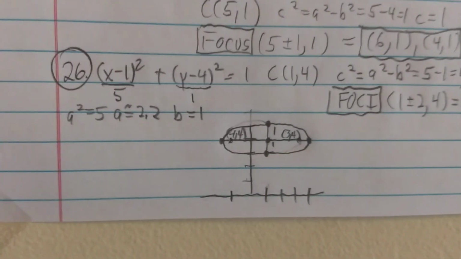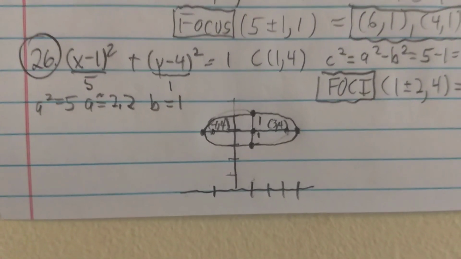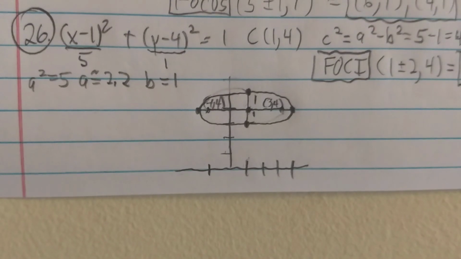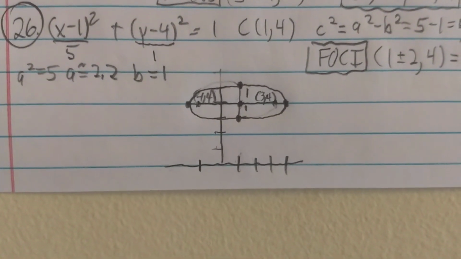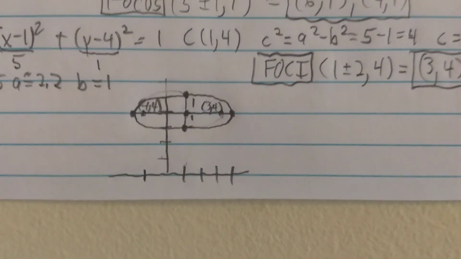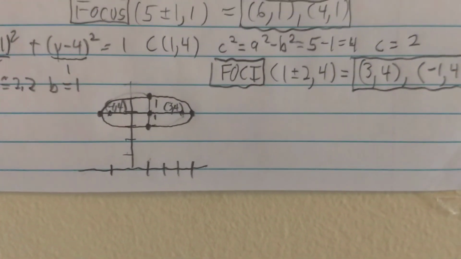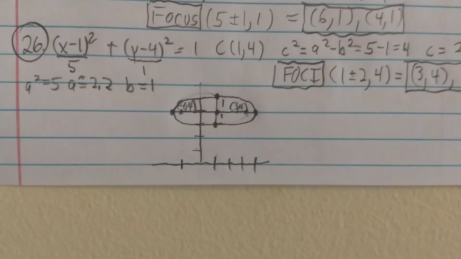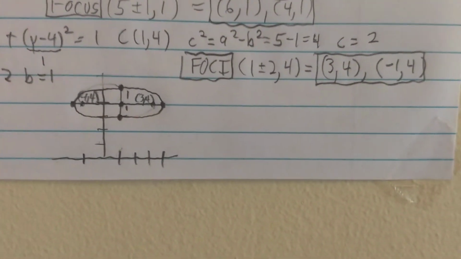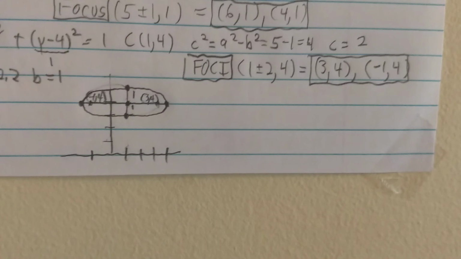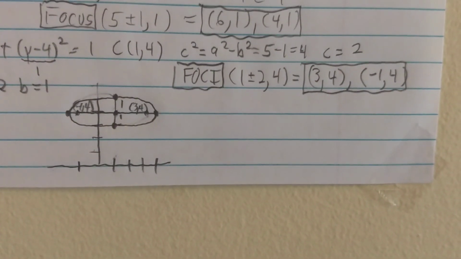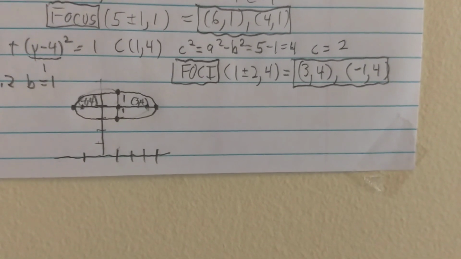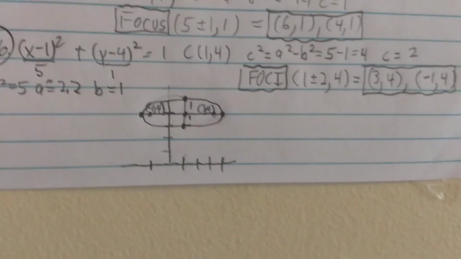Now our last problem is x minus 1 squared over 5 plus y minus 4 squared over 1 equals 1, a center of 1, 4. C squared equals a squared minus b squared, or 5 minus 1 is 4. C equals 2, and the center is 1, 4, so we have to go left or right 2 on 1. So the foci are 1 plus or minus 2, comma 4, or 3, comma 4, and negative 1, comma 4.